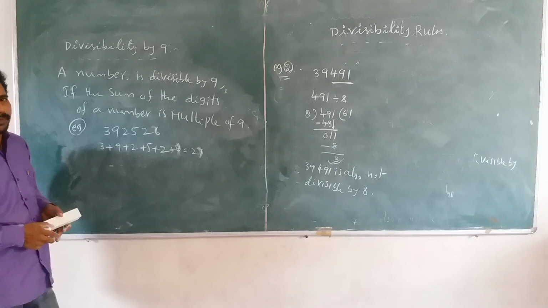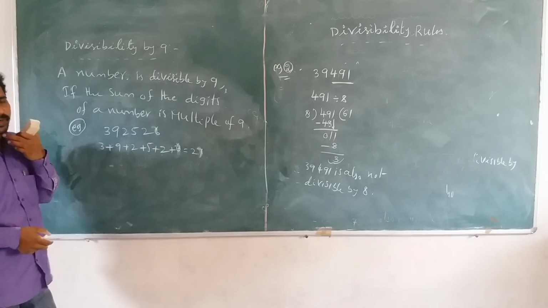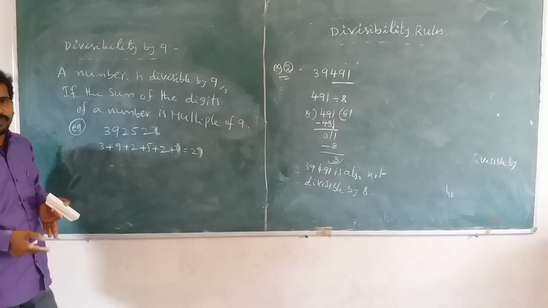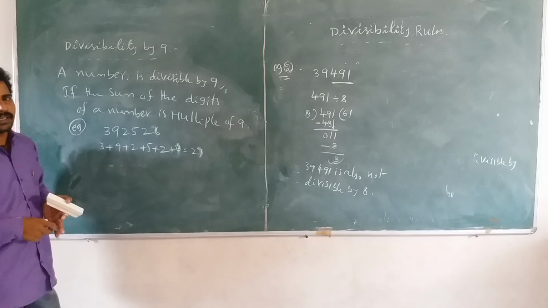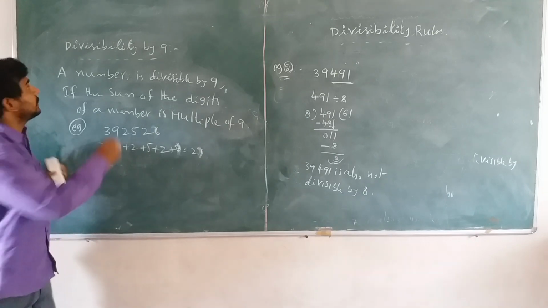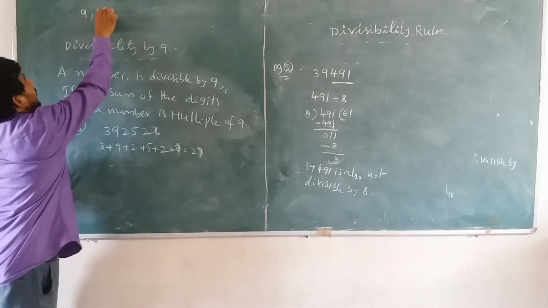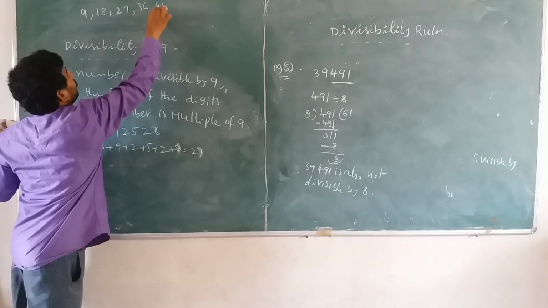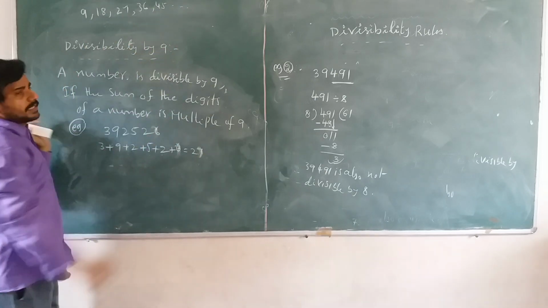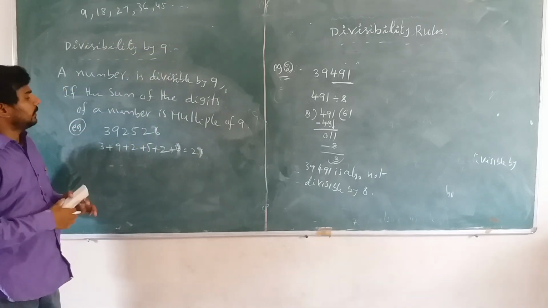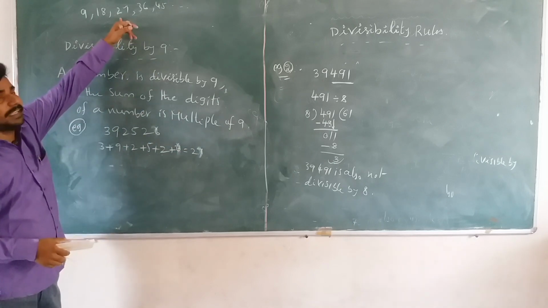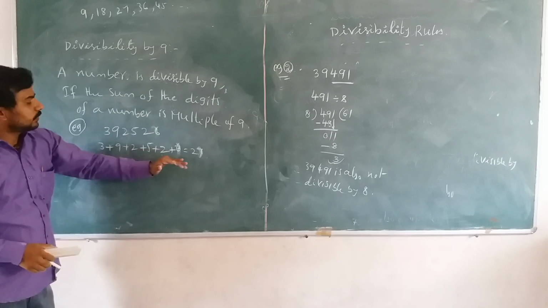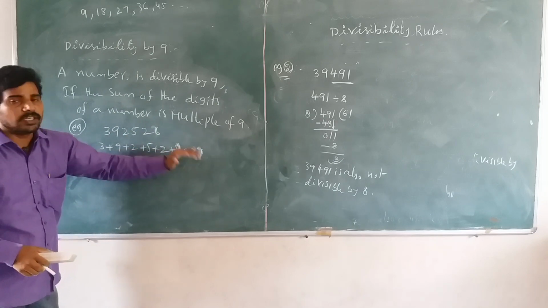Why is it a multiple of 9? Already we know the multiples of 9: 9, 18, 27, 36, 45, and so on. These numbers are called multiples of 9. See children, 9, 18, 27, 36, 45, and so on. These numbers are called multiples of 9. So 27 is there in the multiples of 9. So the sum of the digits of the number is a multiple of 9.